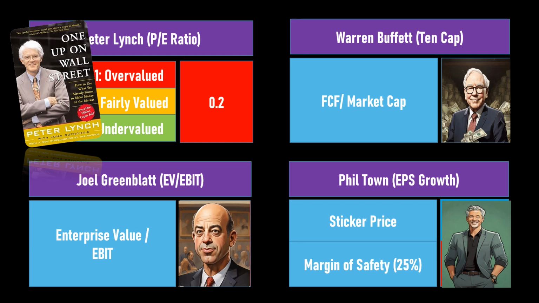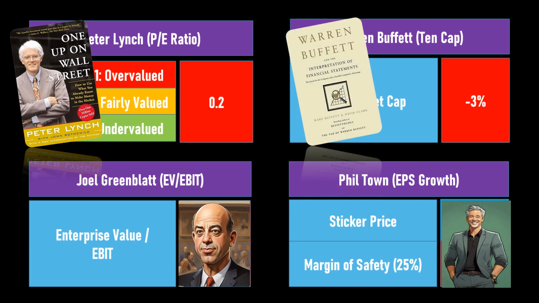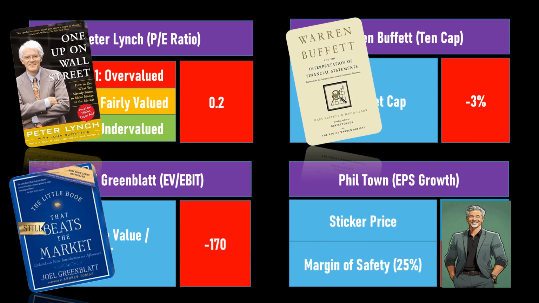Then we're going to move on to Warren Buffett's 10 cap model, where you divide the free cash flow by the market cap. The higher the percentage, the more the company is undervalued. So at -2%, this also suggests that the stock is overvalued. After that, we're going to move on to Joel Greenblatt's favourite tool for working out if a company is correctly valued, which is dividing the enterprise value by the earnings before interest and tax. At -170, this suggests a company is overvalued too.